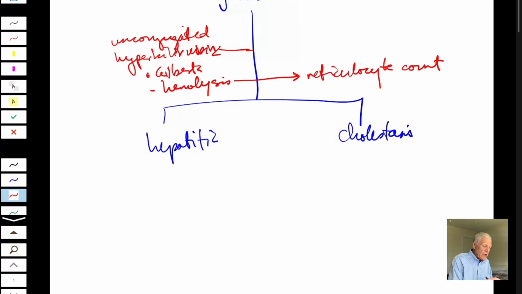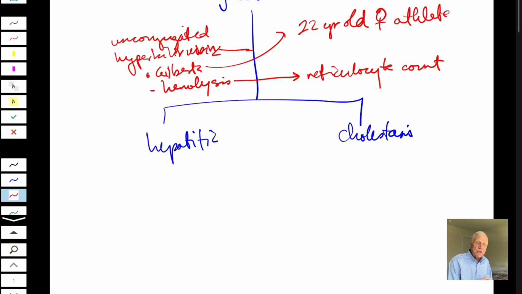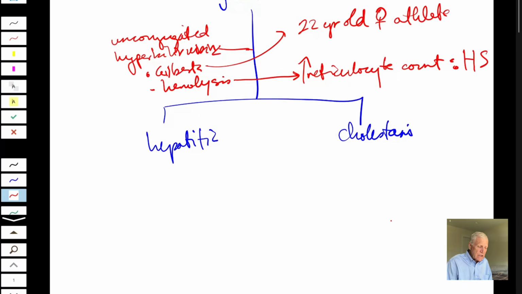And I say, well, because our case of Gilbert's disease is going to be a 22-year-old female athlete. And if that's true, then I know that this has to be hemolysis. It's got to be hereditary spherocytosis. And I said, how did I know that? Well, that apparently isn't easy to do. Here's the challenge. How did I know that that had to be the answer?